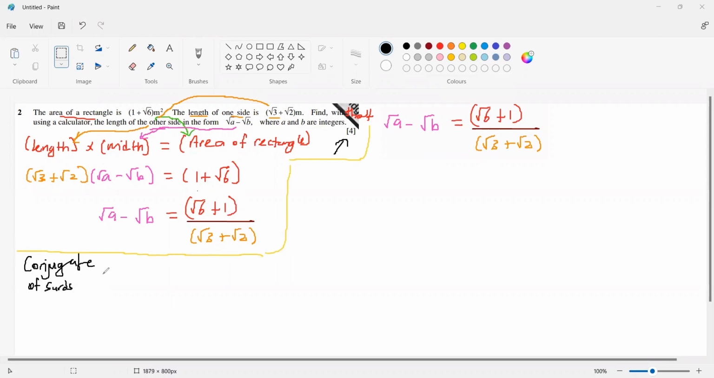The argument works both ways. That means root x plus root y would have a conjugate of root x minus root y. Or in reverse, we can say the same statement, that is root x minus root y has its conjugate as root x plus root y, as per the arrow here. So I put the arrow both ways.